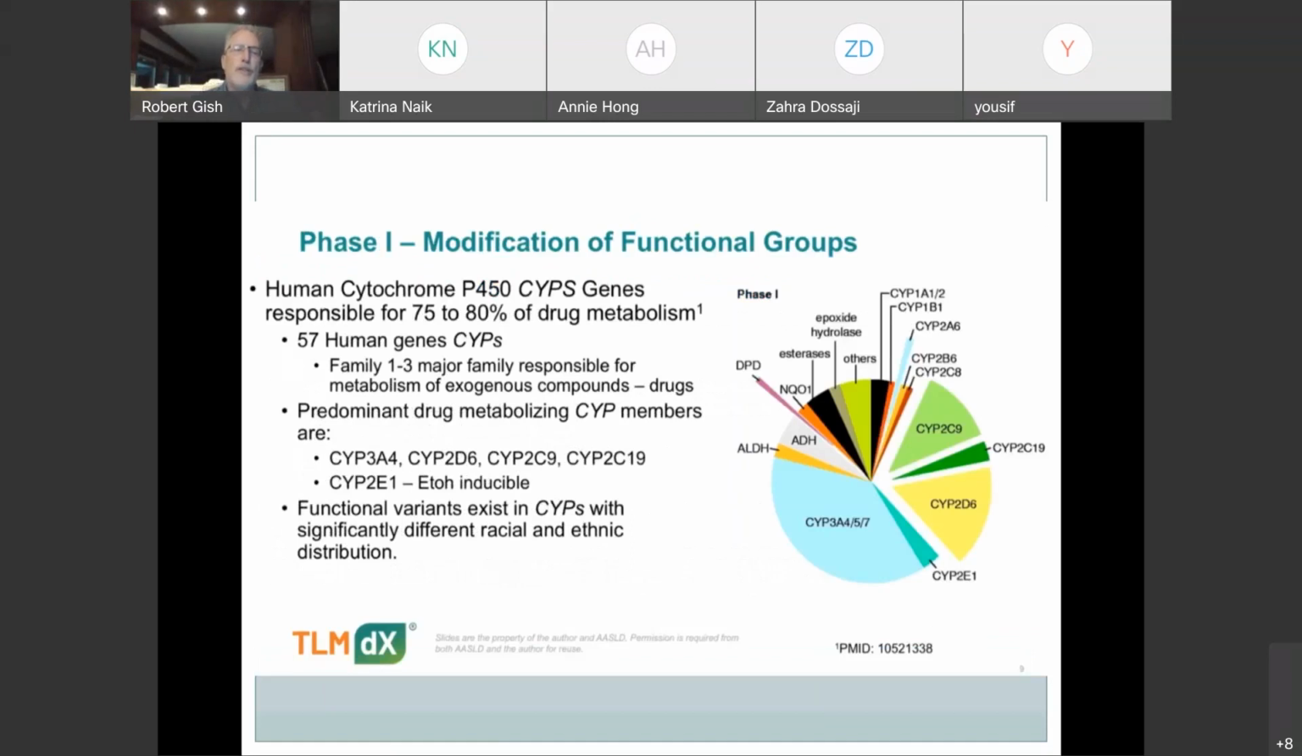So we talk about these different phases now, and this is how the modification of different functional groups takes place in phase 1. CYPs are the dominant part of this, and you can see here that CYPs are taking up 75–80% of that metabolic pathway. There are different variants, different genetic variants. This is part of that genetic profiling that I was talking about, and there are racial and ethnic distributions of different CYPs.